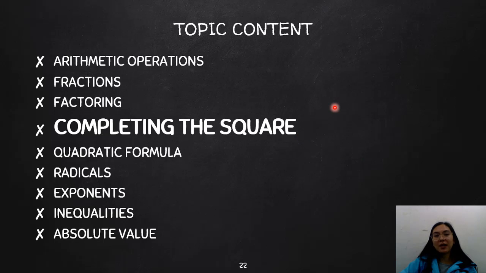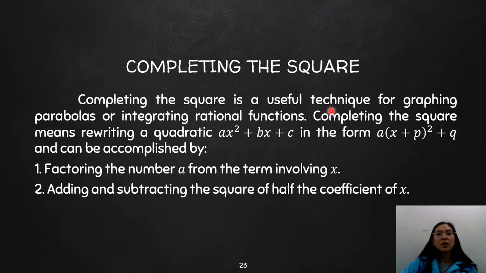So next topic, completing the square. Completing the square is a useful technique for graphing parabolas or integrating rational functions. Completing the square means rewriting a quadratic equation of the form ax squared plus bx plus c in the form of a times (x plus b) squared plus q, and can be accomplished by, first step, factoring the number a from the terms involving x, and number 2, adding and subtracting the square of half the coefficient of x.